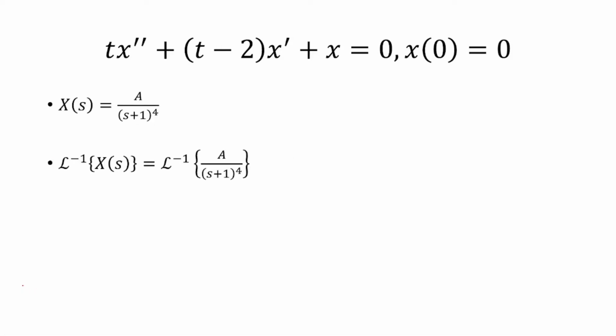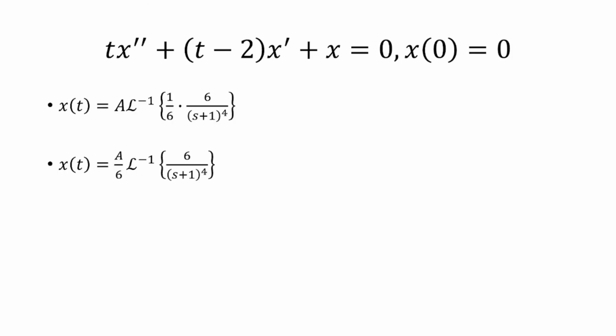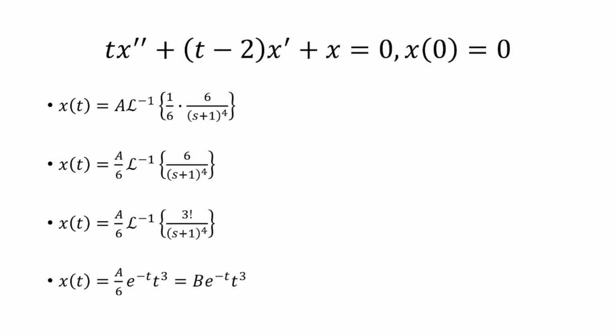Now we're going to apply the inverse Laplace transform to both sides. So on the left side we'll have x(t), and on the right I can factor out the a. A is a constant, so I can just factor it out. And then I'm going to multiply by 6 and 1/6. I can then factor out the 1/6, and this will turn into, well, 6 is just 3 factorial. And the reason I'm writing it like this is because that's just going to be e to the negative t times t cubed. And then with the a over 6 in front, this is just a constant, so I just called it b times e to the negative t times t cubed. And this is my final answer.